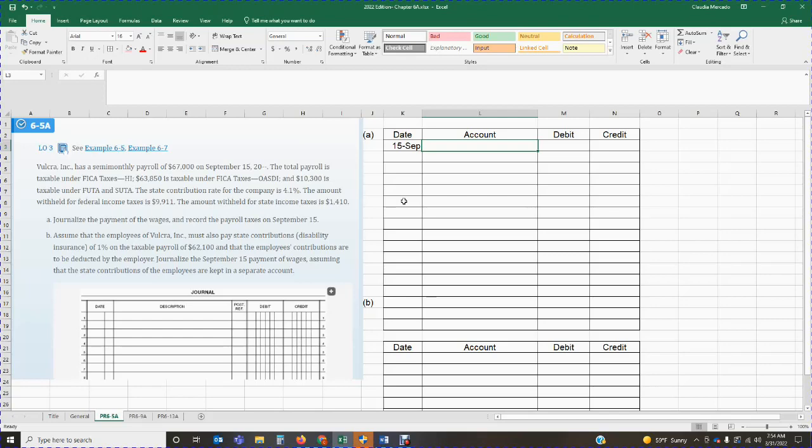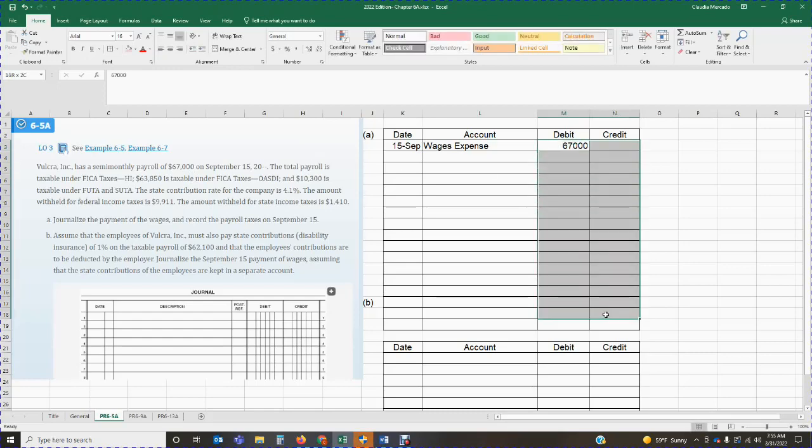So what are we paying? We are paying wages. How much are we paying in wages? Well, according to the problem, we have a payroll of $67,000. So this is wages expense. I don't know if they put expense on Cengage, but it is an expense because it's our wages for our employees. If not, it's just wages for purposes of Cengage, but it should be an expense account. It's wages expense, and the amount of the wages is $67,000.